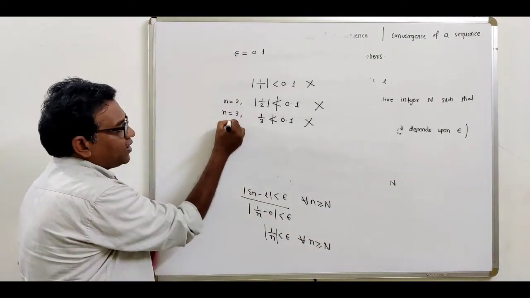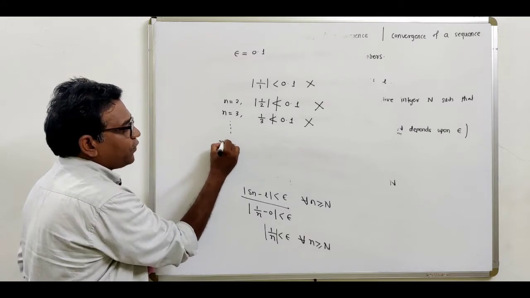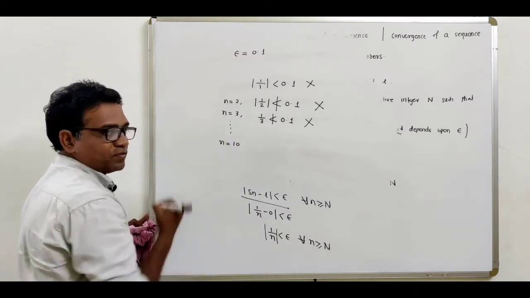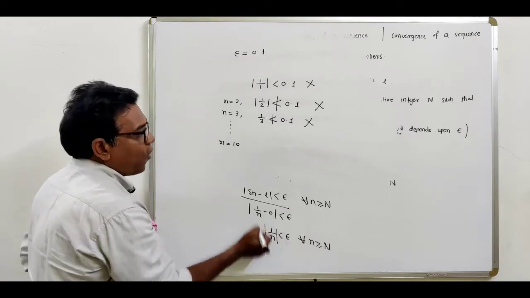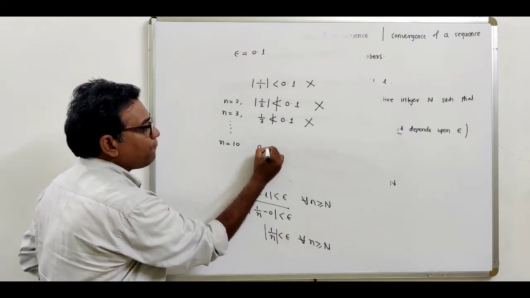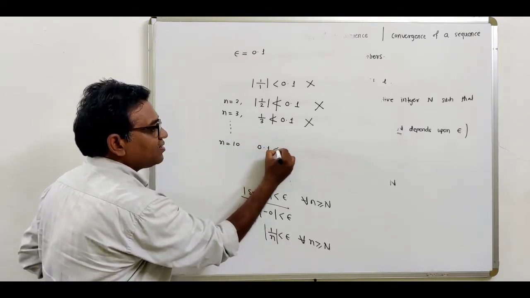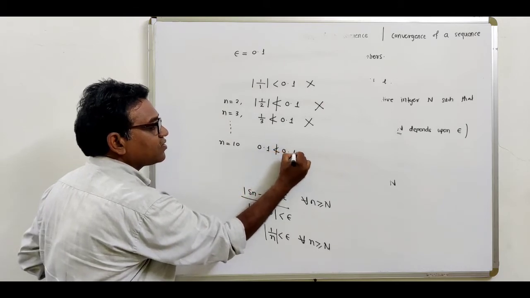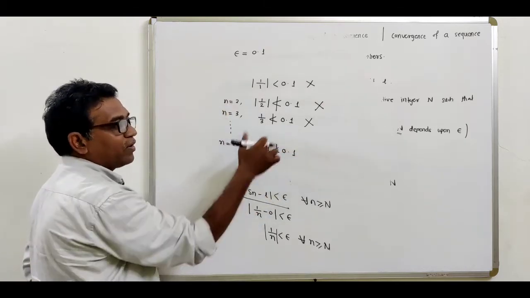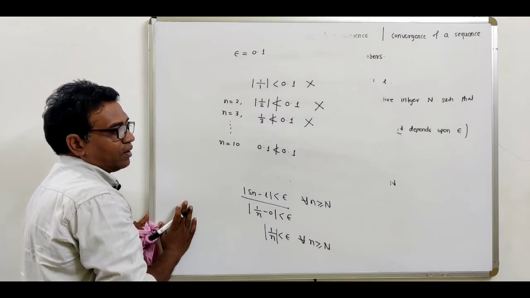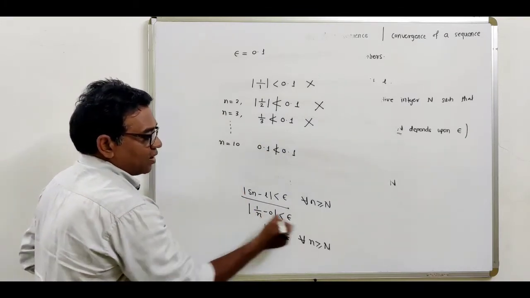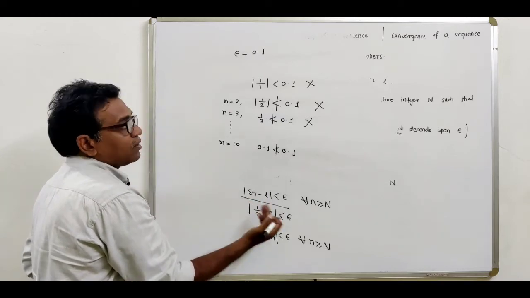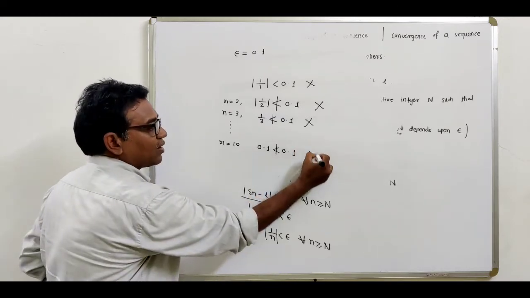In the same way, suppose we put n equal to 10. Then what is the value of the left hand side? 1 upon 10, that is 0.1. Still this is not less than 0.1, which is epsilon. So if you take n equal to 10, then again this condition of convergence does not satisfy.